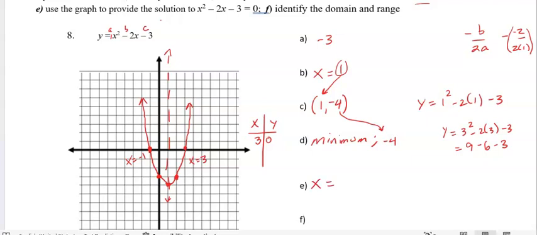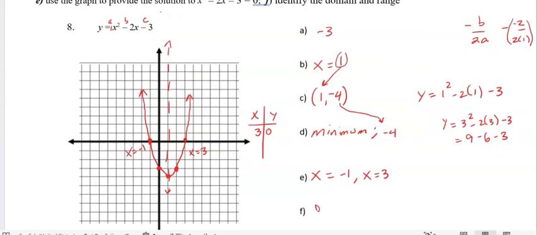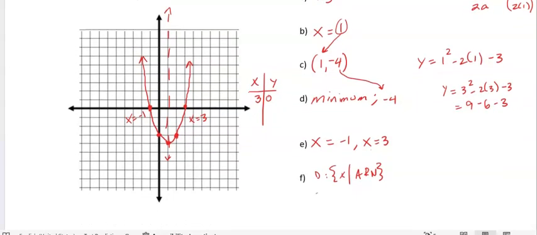It's basically solutions to the equation are x-intercepts for the graph. And so I have my answer then for letter E based on the graph. And then finally, domain and range. We know that the domain for every parabola is all real numbers. And the range will be the y's that are bigger than or equal to -4. So it's greater than or equal to because the parabola opens upward.